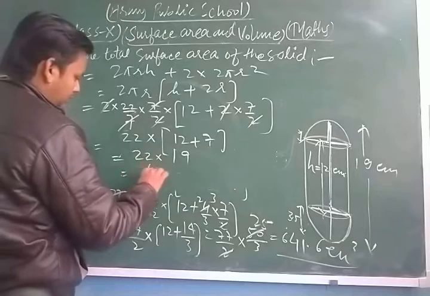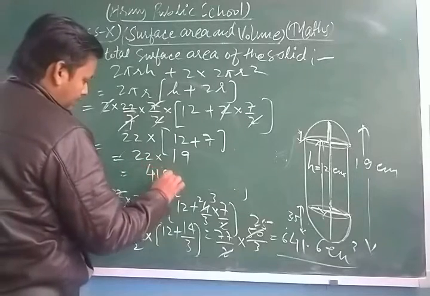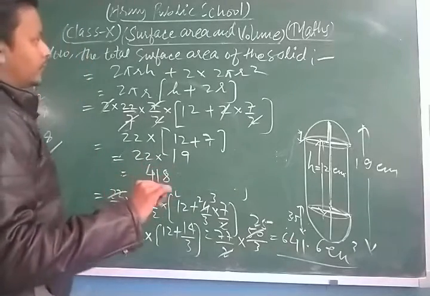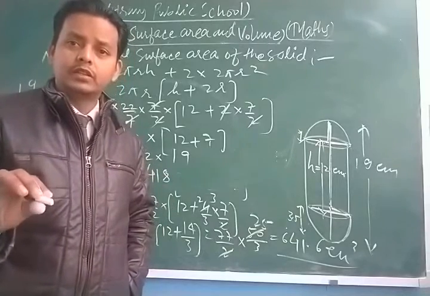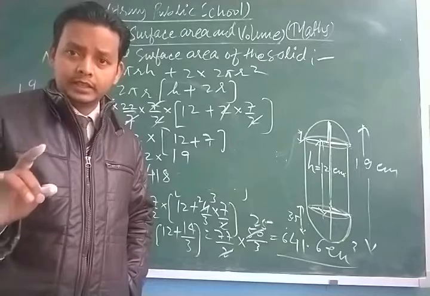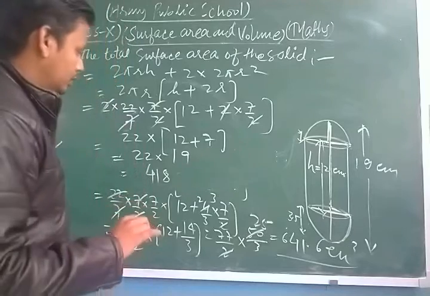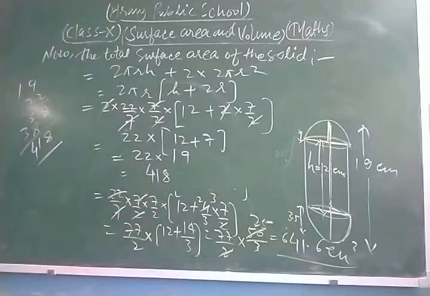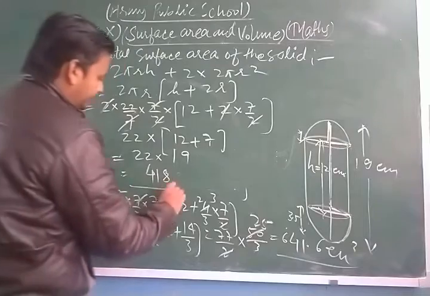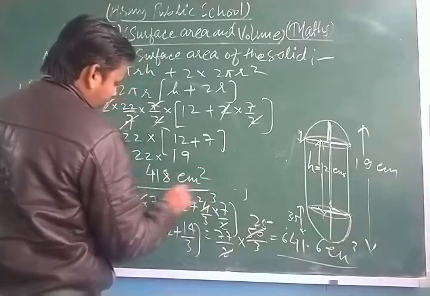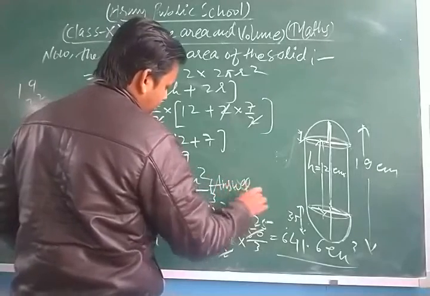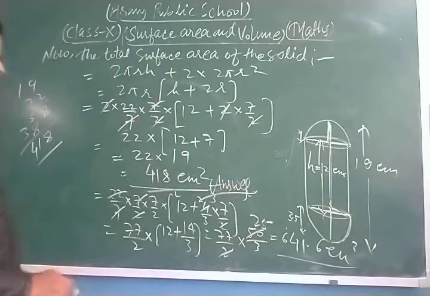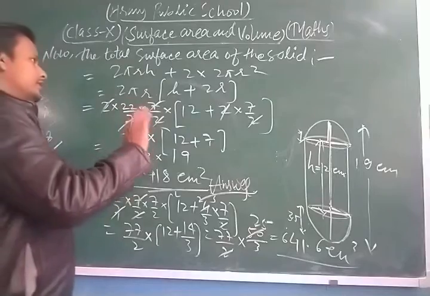This is 418. And dear friend, you know that the unit of area is what? We write area in square units. So the total surface area of the solid is 418 centimeter square. This is the required solution, that is the total surface area of the solid.